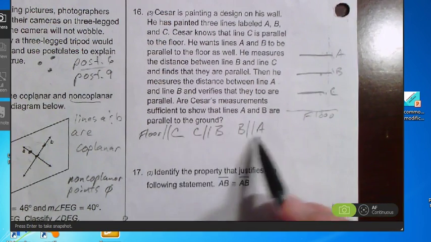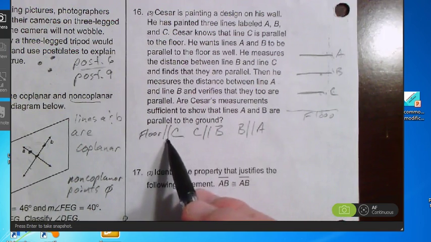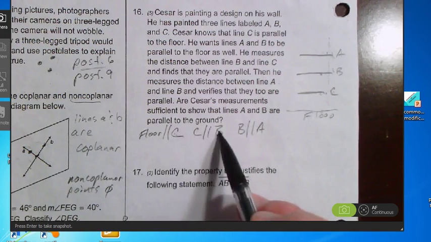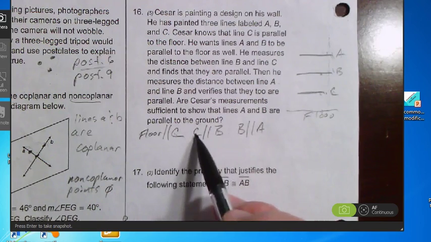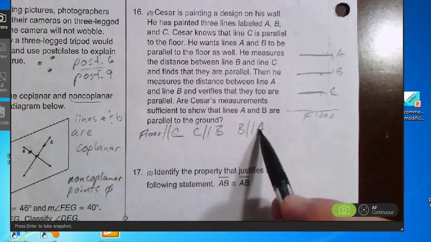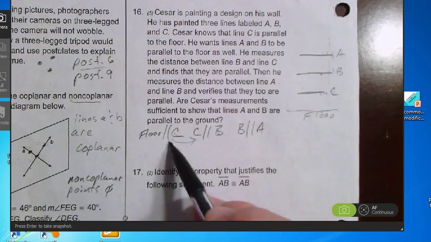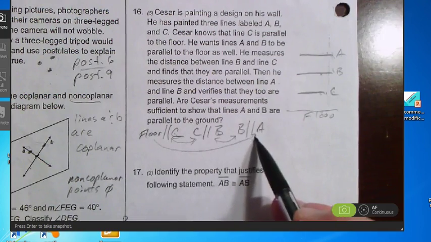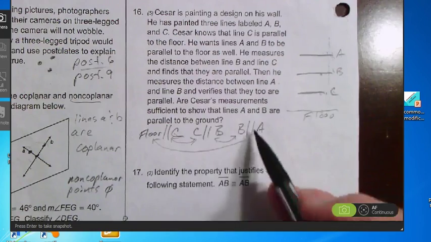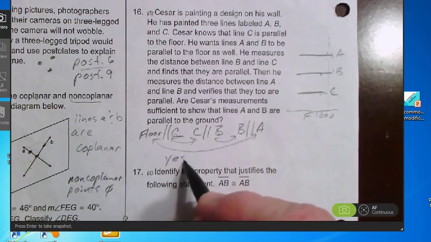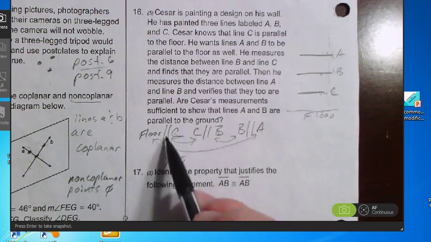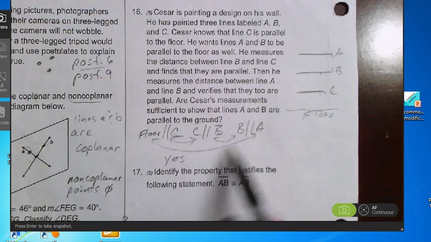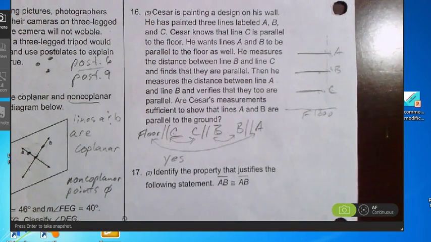Now this is a flow here. This is like the chain rule that we talked about. This is transitive thought, where this is parallel to that, that is parallel to this, and these two are parallel, and then this is parallel to that. Because of the chain rule, they link together, that means that these also have to be parallel. So are they sufficient? Yes. And here's why: because you can link up, the transitive rule applies in linking these all together. All right, go to 17 now.